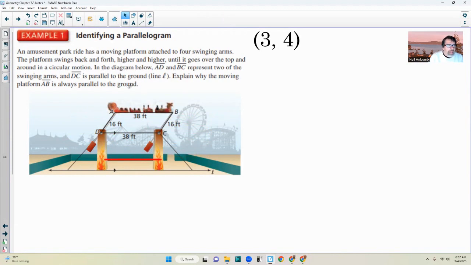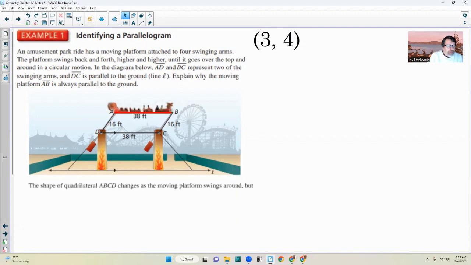So it says here in the diagram below, AD and BC represent two of the swing arms, and DC is parallel to the ground. AD and BC, which are both 16 feet long, are swing arms, and DC is parallel to the ground, line L. And they've marked it parallel here and here. Explain why the moving platform right here is always parallel to the ground.